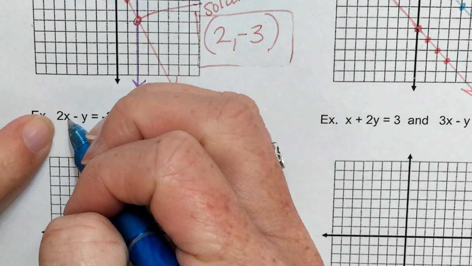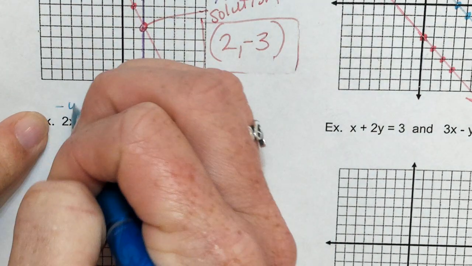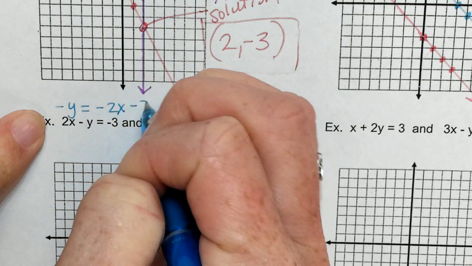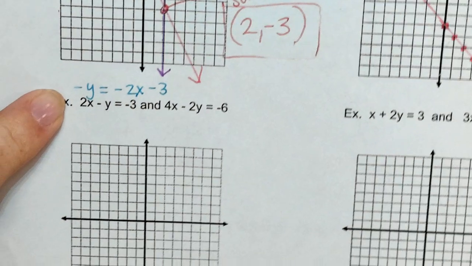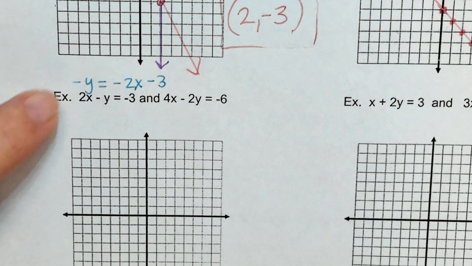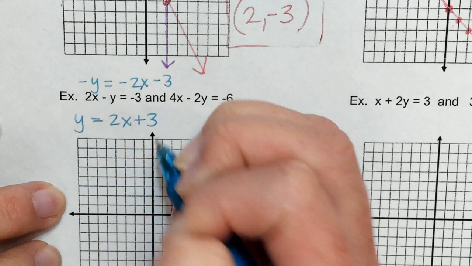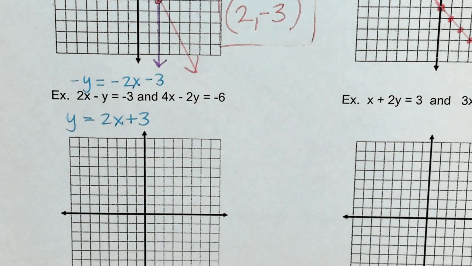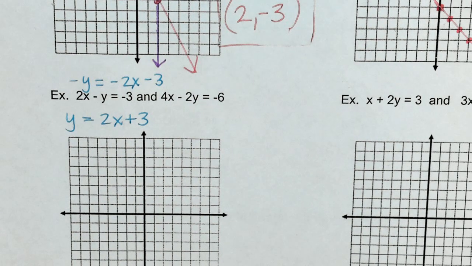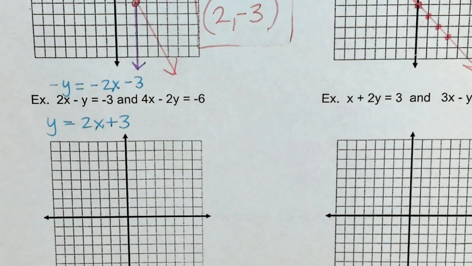All right, how do I get this 2x to the other side? So I have negative y equals negative 2x minus 3. I'm going to divide everything by negative 1, so everything's just going to become opposite. So y equals 2x plus 3. Okay, this one. Am I going too fast or are y'all okay?